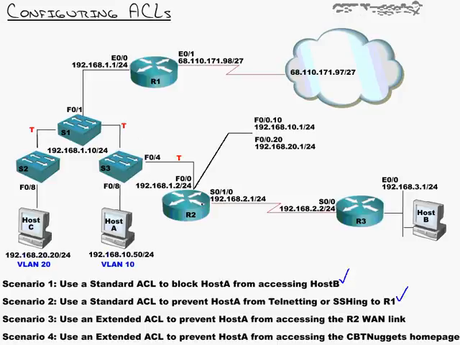Now, I'll talk about the placement of the extended access list in a moment, but let's first create it. It says, prevent host A from accessing the R2 WAN link. Host A is 192.168.10.50. The R2 WAN link is this subnet. Notice it didn't specify any protocol, didn't specify anything. So I'm assuming all access from that subnet.